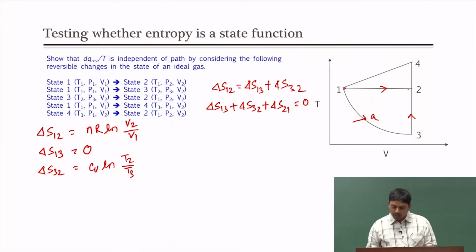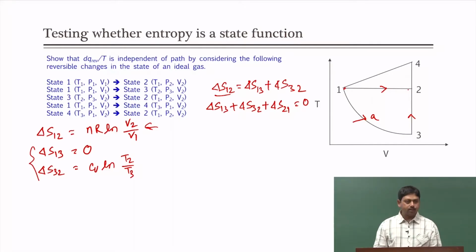So, here what we have to show is that this S12 which you have got here is the same as the sum of them together, which essentially is nothing but just T2 by T3. Now, how do we show that? In order to show that, one more step is remaining, the calculation of entropy of 1 to 4.